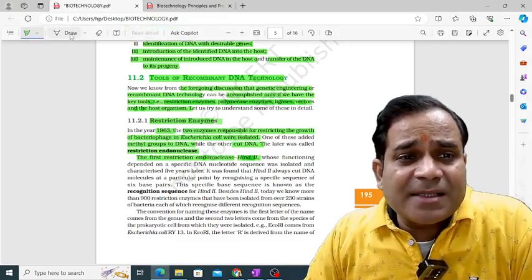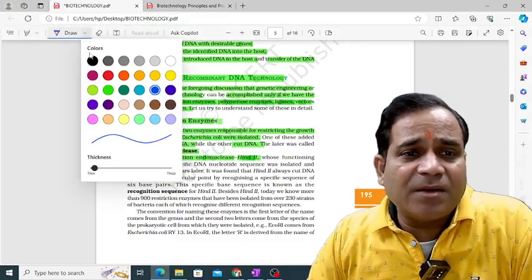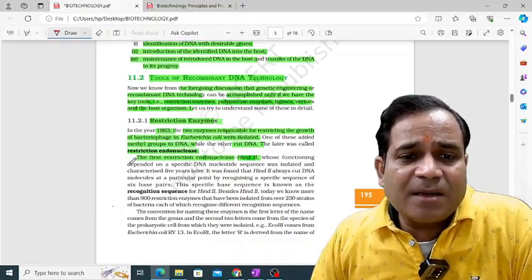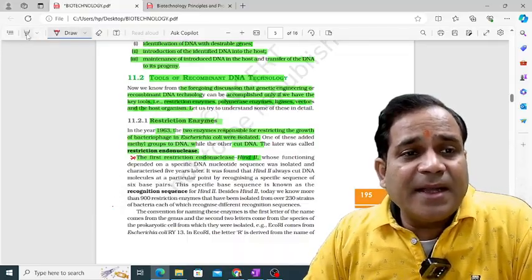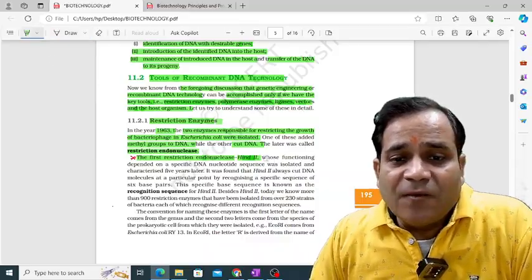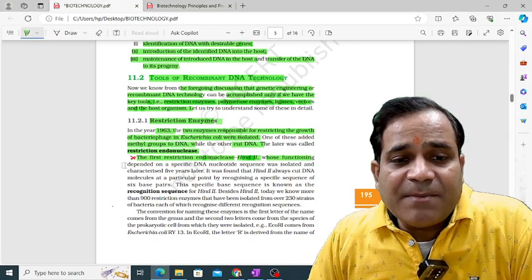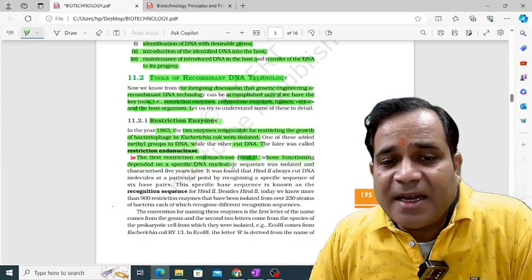So mark it in your NCERT, my dear. You are not marking in your NCERT. Mark it here. This one thing is important. Getting it? Yes. The functioning is dependent on a specific DNA nucleotide.